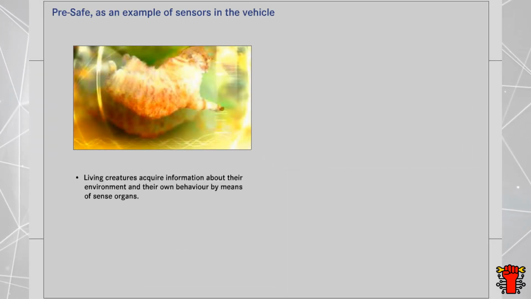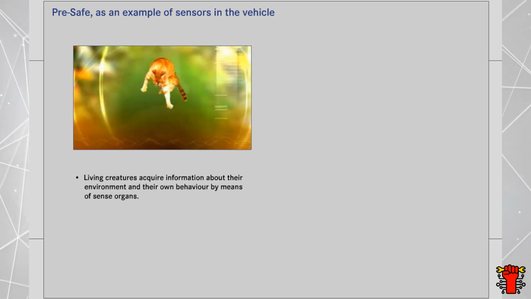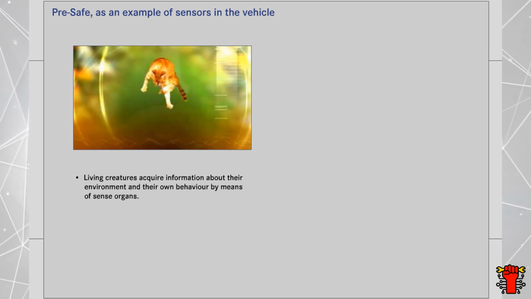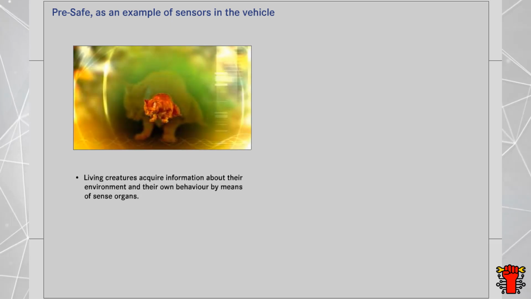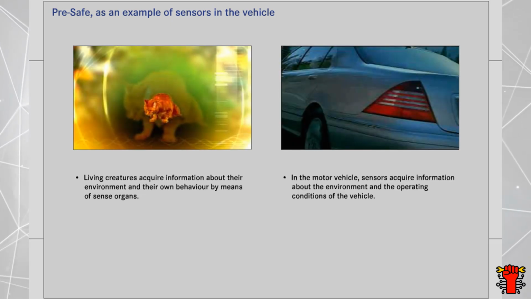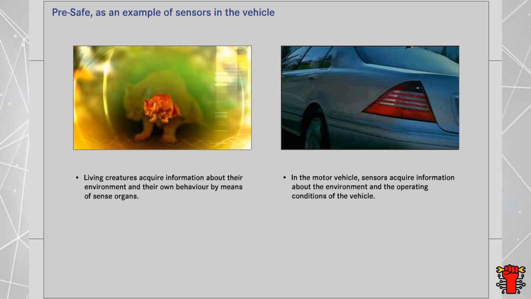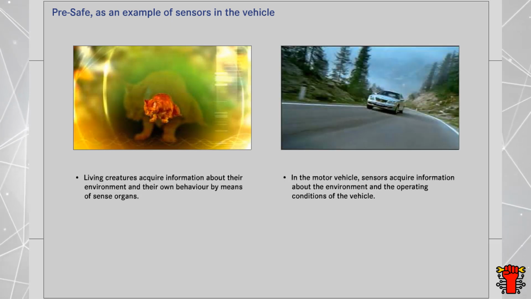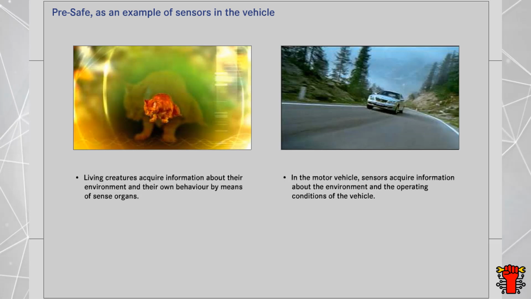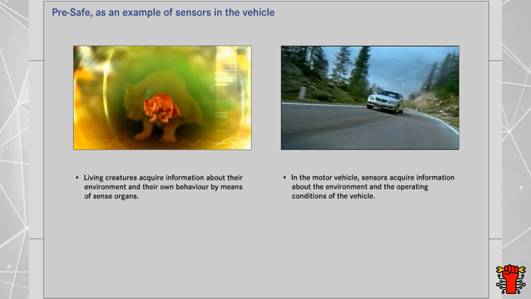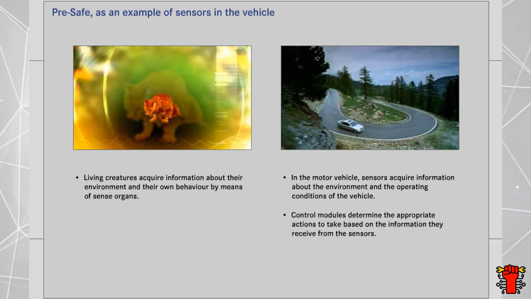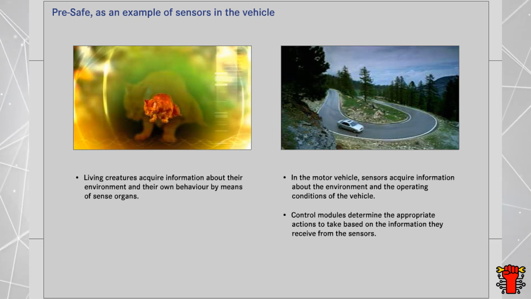Creatures like this cat use their sense organs to perceive their environment and their own behavior, and are therefore able to react appropriately in every situation. In the motor vehicle, this is the job of sensors. In a similar way to the sense organs, they register the vehicle's environment and operating conditions. From this information, the control modules determine the appropriate actions to take.